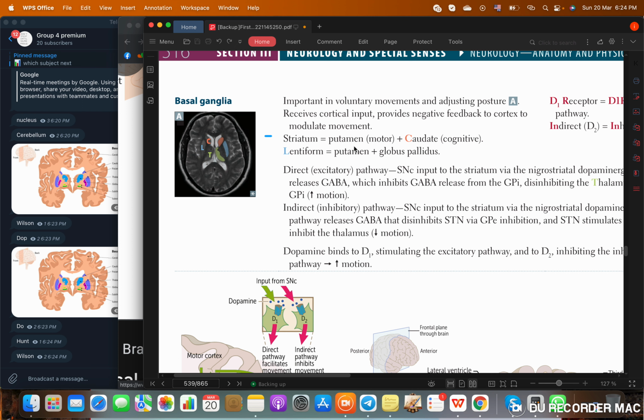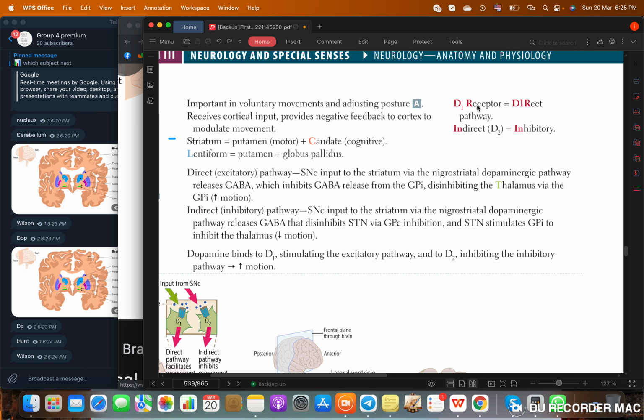Yep, you are right. So, Wilson disease. Okay. So D1 receptor is direct, D2 receptor indirect. What does that even mean?